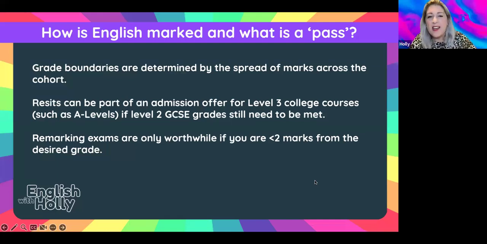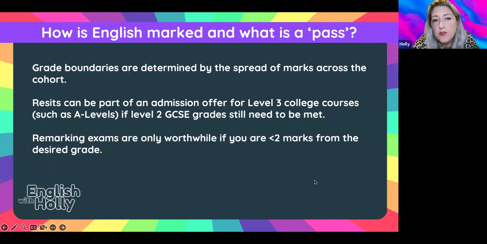And remarking exams, myself and many other educational professionals will only recommend that if you're less than 2 marks away from the grade that you desire. It rarely comes up more than 2 marks, and often not at all, and sometimes marks are lost as well, so you need to be prepared for that.